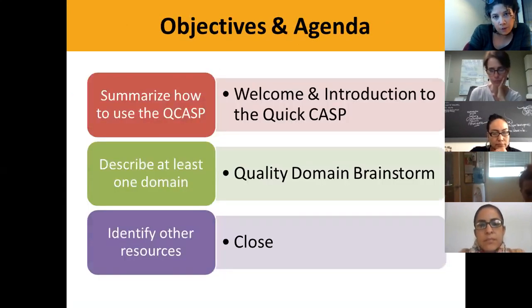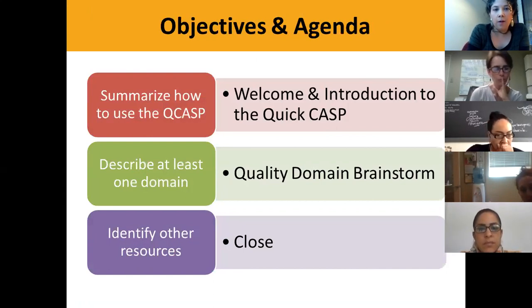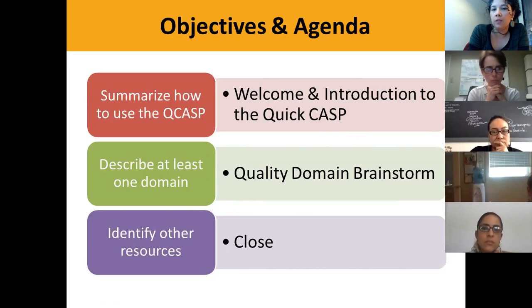Okay, so objectives and agenda. We have three basic objectives. I'm hoping that everyone in this webinar will be able to summarize how to use the Quick CASP and then describe at least one domain. So when we get into what the Quick CASP is, hopefully you'll know what a domain is and then be able to describe at least one of them in detail, maybe even two, if we have time. And then lastly, I'm going to leave you with some website resources so that you can dive deeper and get more information as you need to.